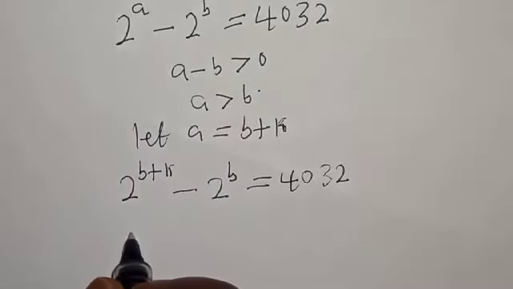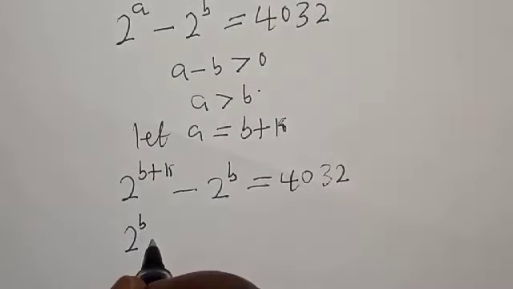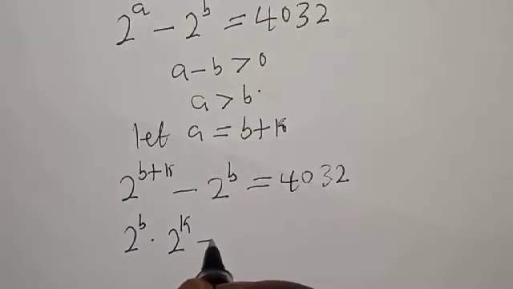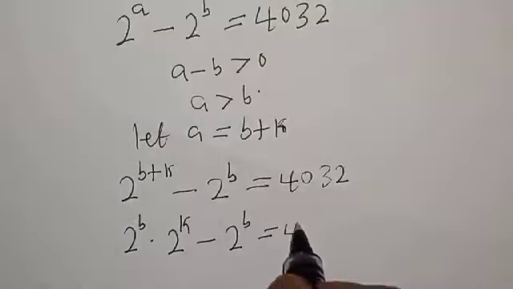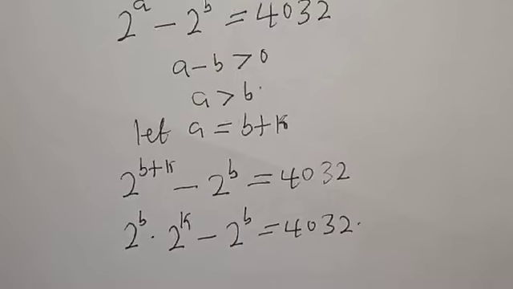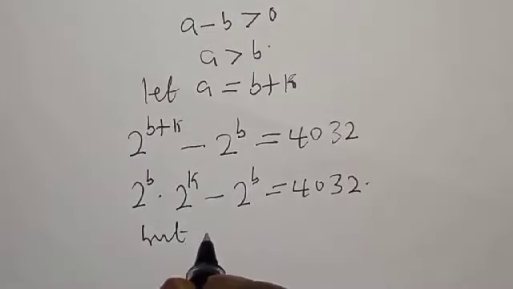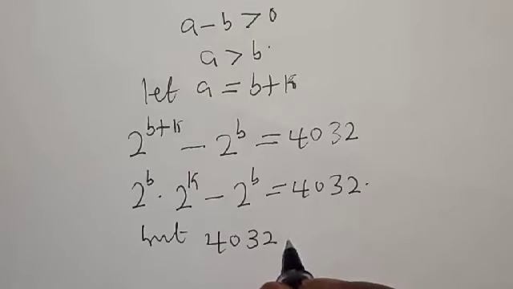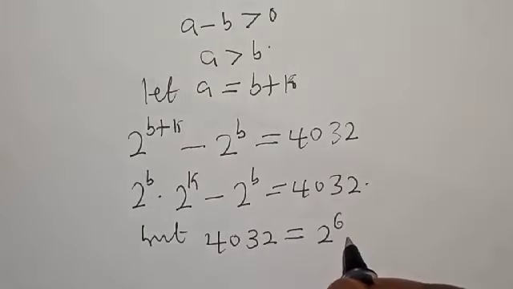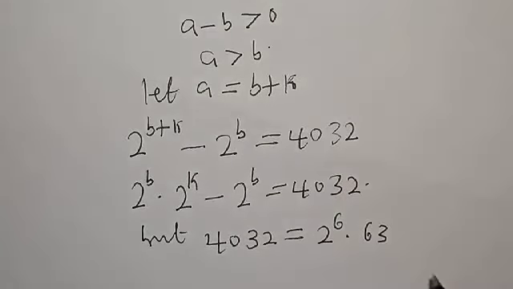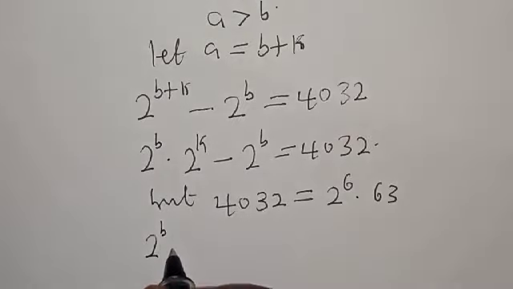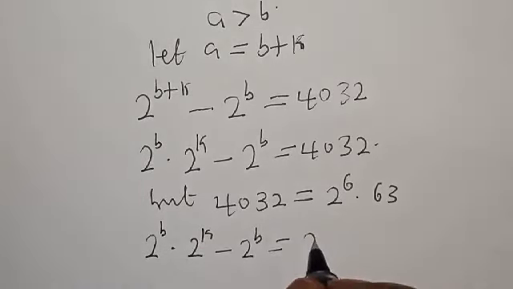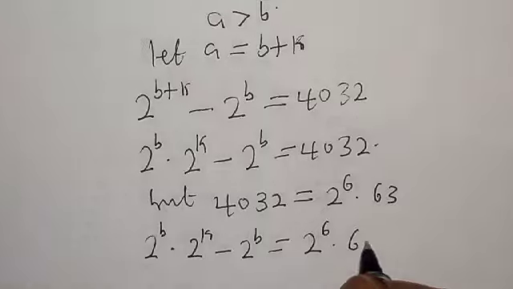Then we have 2 raised to power b multiplied by 2 raised to power k minus 2 raised to power b equal to 4032. Now, 4032 is the same thing as 2 raised to power 6 multiplied by 63. Therefore, we have 2 raised to power b multiplied by 2 raised to power k minus 2 raised to power b equal to 2 raised to power 6 multiplied by 63.